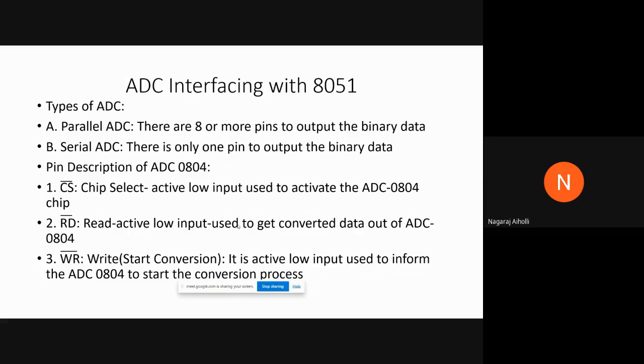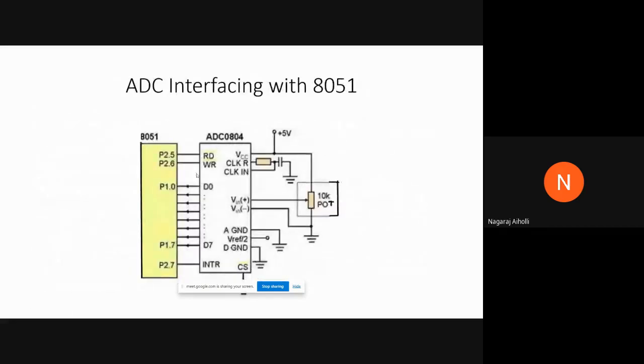Now let us see the pin description, or the interfacing of ADC 0804 to the 8051 microcontroller. In this diagram, pin P2.5 is connected to the read pin, or RD pin, of the 0804 ADC. This read pin is for reading the data from the analog to digital converter. Then P2.6 is connected to the write pin. It is for writing the data into the ADC, that is, writing the analog signal into the ADC. The read pin is to read the digital data from the ADC into the microcontroller.